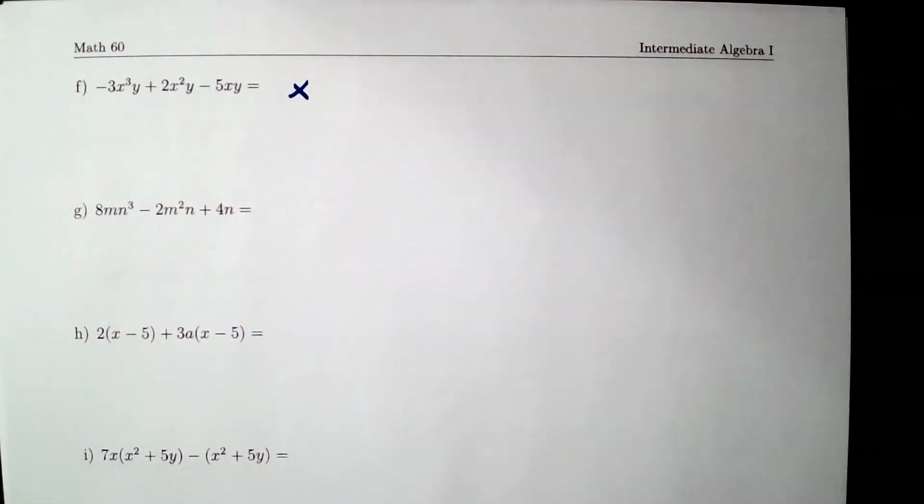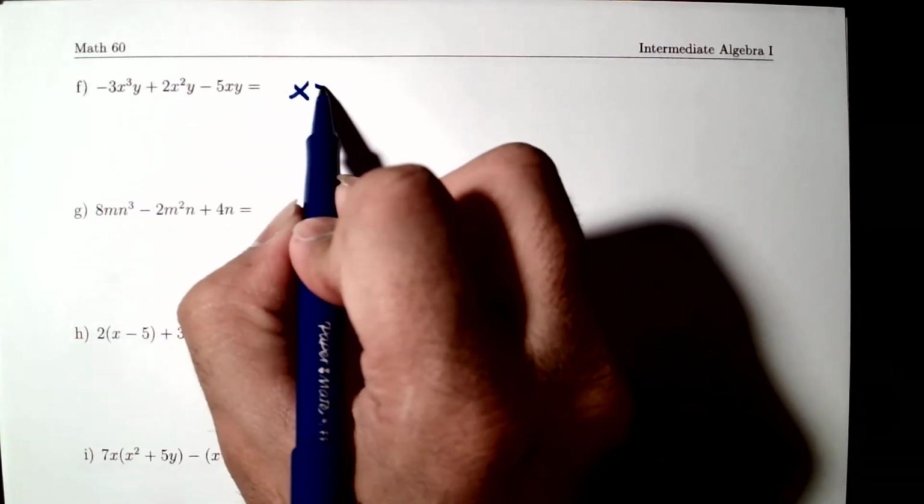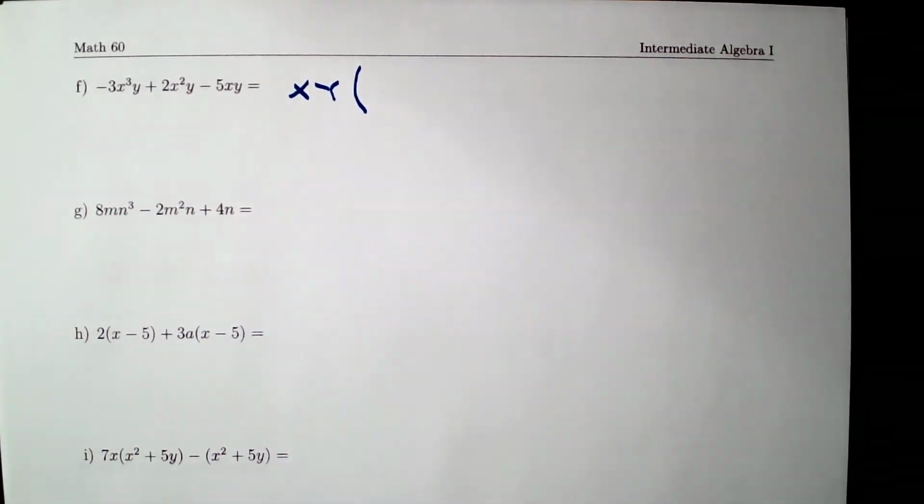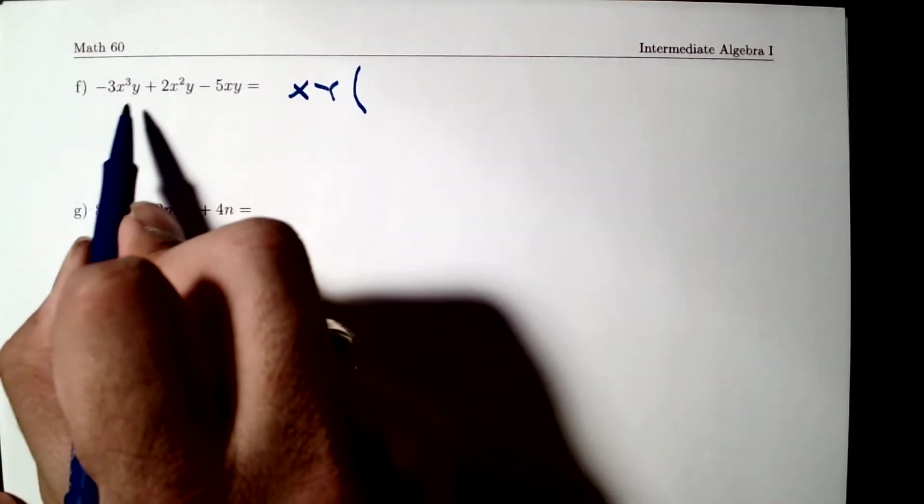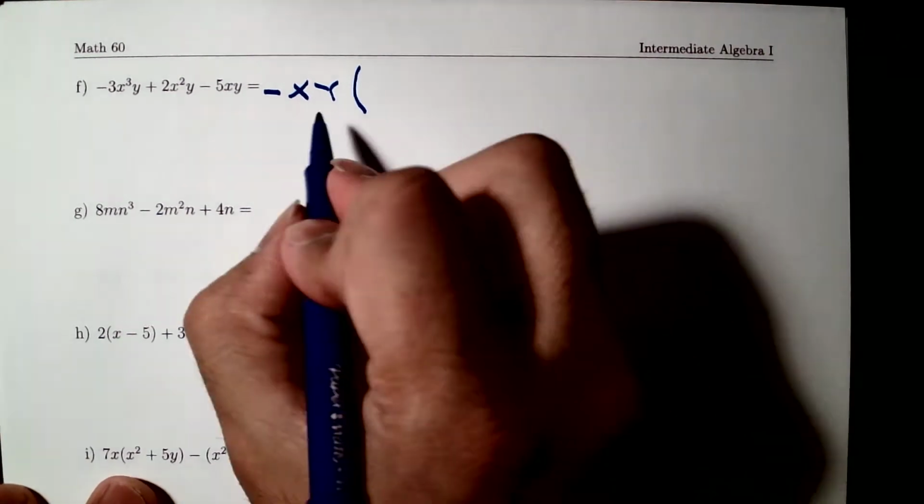So x to the first is going to be the GCF for x, and we have y to the first, y to the first, and y to the first. Simply y to the first. But again, because the first term is negative, you might want to also factor out the negative sign.